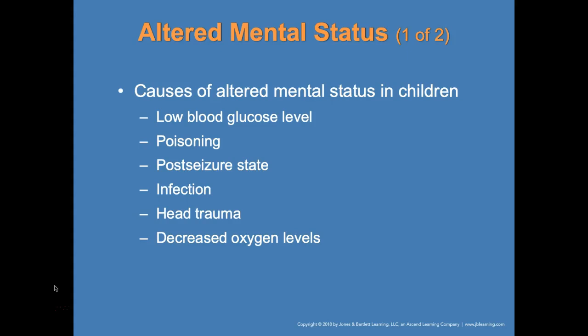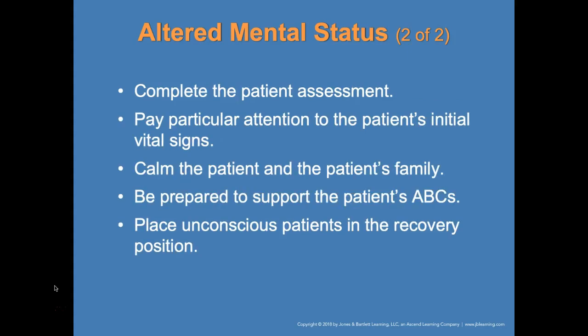All right, so at times, children can also get altered mental status. These might be due to low blood sugar, poisoning, post-seizure states, infections, head trauma, decreased oxygen levels. Remember that in many situations, we might not be able to determine the cause of altered mental status, and we just need to treat the patient's symptoms. We're going to complete the patient assessment, pay particular attention to the patient's initial vital signs, calm the patient and the patient's family, be ready to support the patient's ABCs, and we're going to place those unconscious patients in the recovery position.